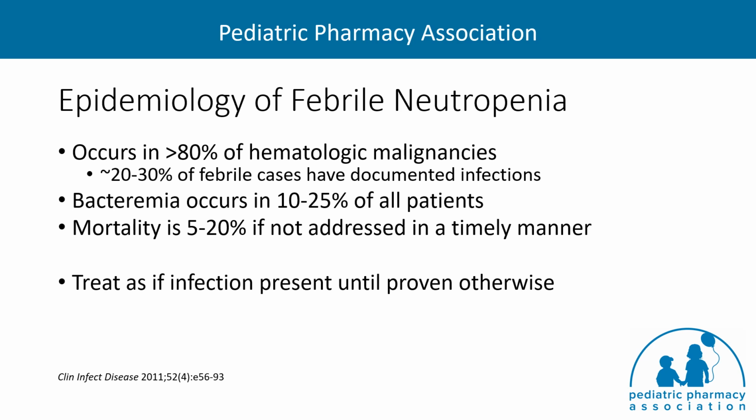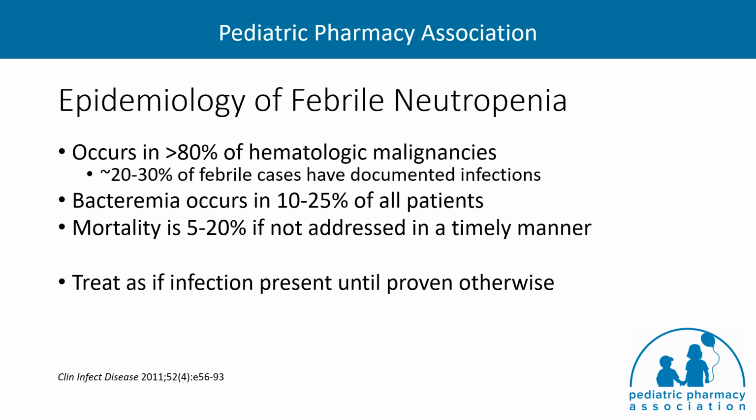So what is the epidemiology of febrile neutropenia? We do know that it occurs in over 80% of patients with hematologic malignancies, but only about 20 to 30% of febrile cases end up with documented infections. Of these, bacteremia occurs in 10 to 25% of patients. However, mortality is anywhere between 5 to 20% of patients if this is not addressed in a timely manner.